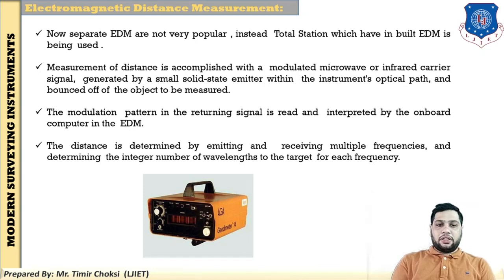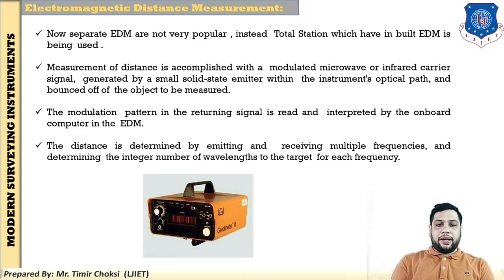Now, the modulation pattern in the returning signal is read and interpreted by the onboard computer in the EDM. This is a component of the EDM. First, the waves are generated and reflected from the object, then come back to the instrument, and the onboard software shows the reading of the horizontal distance as well as the horizontal angle. The modulation pattern in the returning signal is read and interpreted by the onboard computer in the EDM.